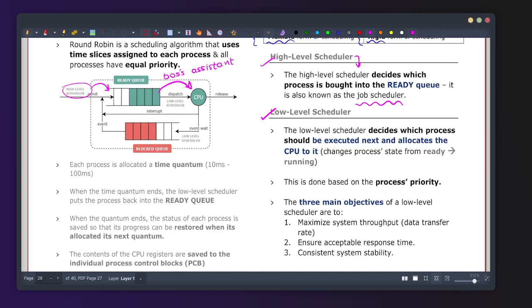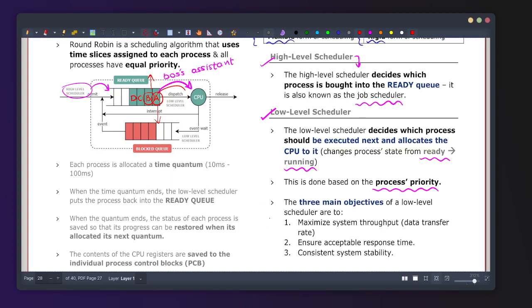So the high-level scheduler brings new processes to the ready queue. The low-level scheduler brings processes from the ready queue to the CPU. Basically, it changes the process state from ready to running. And this is done based on process priority. So just because processes are ordered like this, A, B, C, D, let's say there are 4 processes in the ready queue, A might not go to the CPU next if it has a low priority. If B has a higher priority, it might go into the CPU and A might have to wait, right? So the low-level scheduler picks processes from the ready queue to the CPU based on process priority and not the position in the queue. Keep that in mind, very important. It depends on process priority.